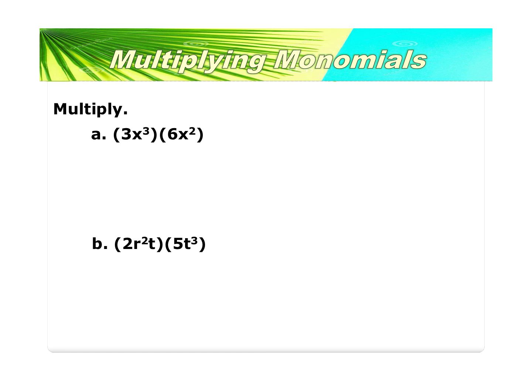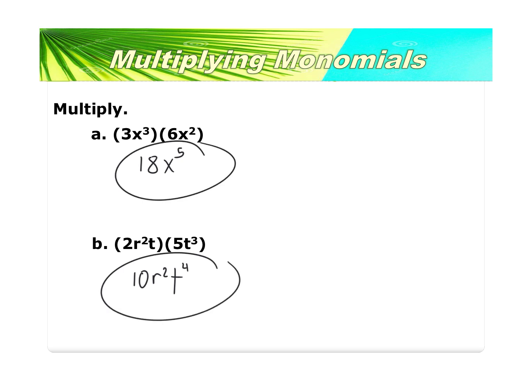So for this first one, I multiply the 6 and the 3 to get 18. And since the x's are the same base, I can just go ahead and add the 3 and the 2 to get 18x to the 5th. For this second one, I can multiply the 5 and the 2 to get 10. Now, there's only one r, so it's going to stay as r squared. And then for t, we're going to add the 3 plus the 1 to get t to the 4th. So these are our final answers for both of these.